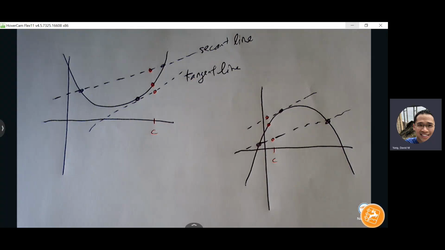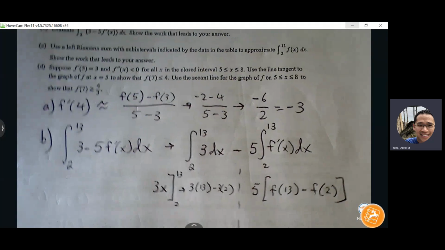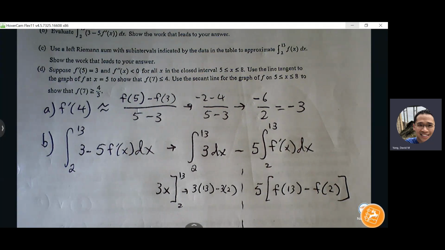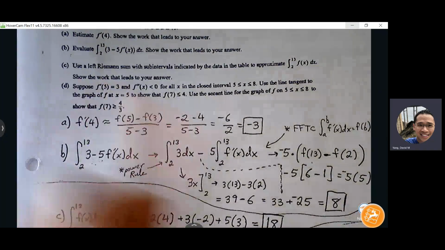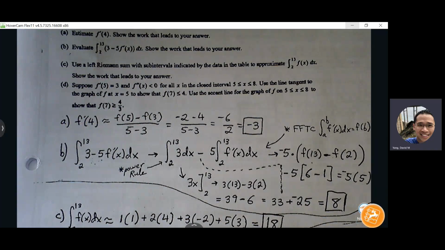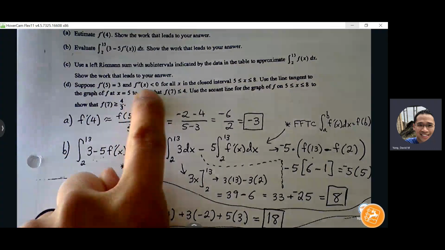Right. So we're going to take that knowledge, and I think that will make part D make a little bit more sense in terms of how we're going to approach it. So part D says, suppose that f prime of 5 is equal to 3. So we know that at 5, there's a slope of 3 on the curve. Okay. And f double prime of x is less than 0.